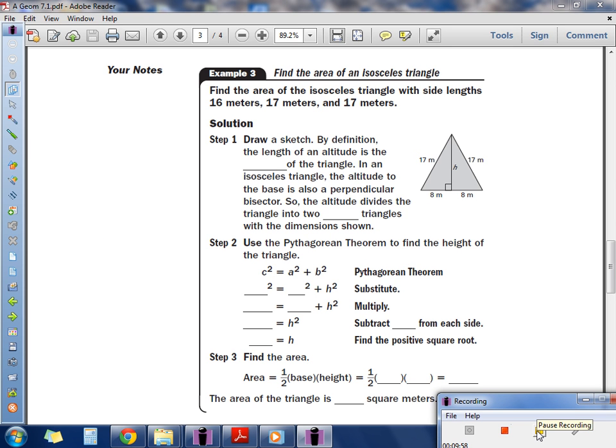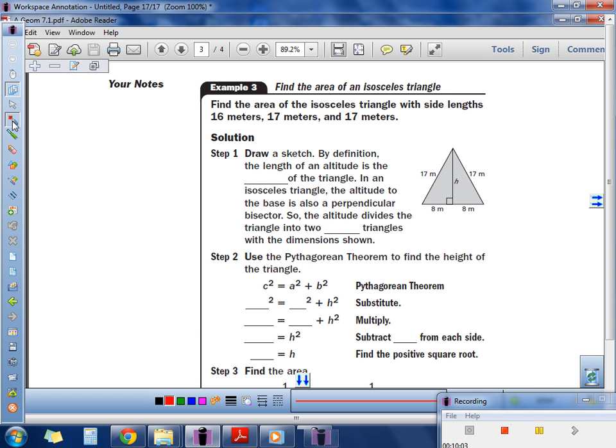All right, here's example 3. Find the area of an isosceles triangle. The sides are 16, 17, and 17. The good news is we have the picture. You don't always have the picture, but this time we do. The key thing that you should probably realize is this bottom piece is a total of 16.